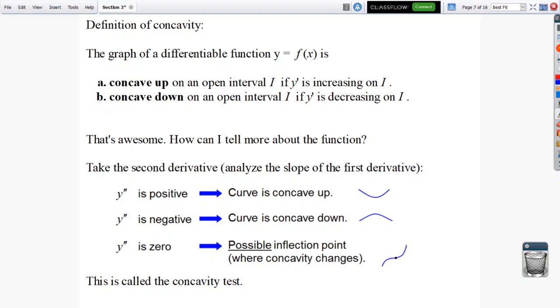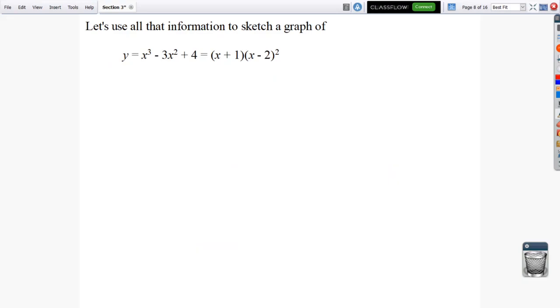I thought I was on the right. There we go. So let's use all that information to sketch a graph of y is equal to x cubed minus 3x squared plus 4. And just for ease of doing this, I've actually factored it already for you.